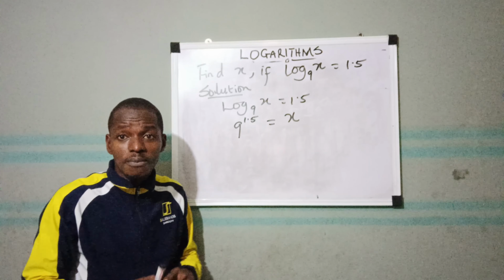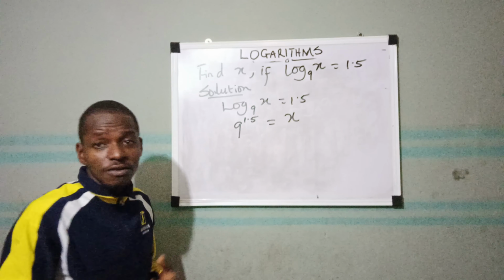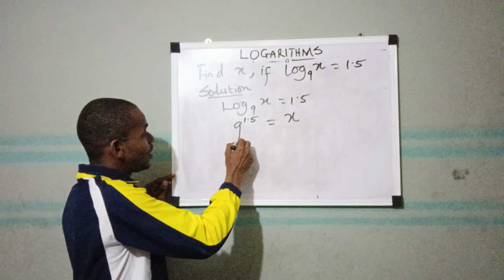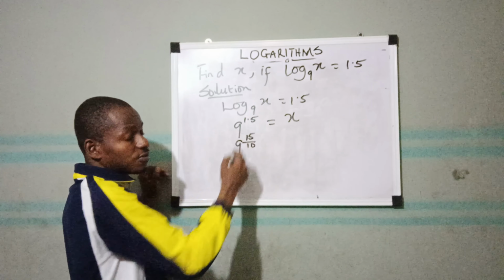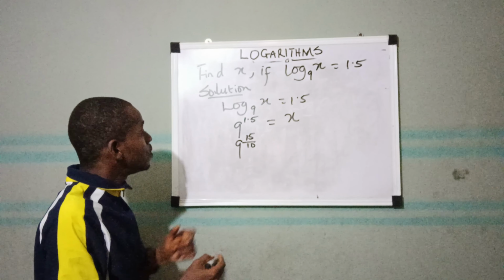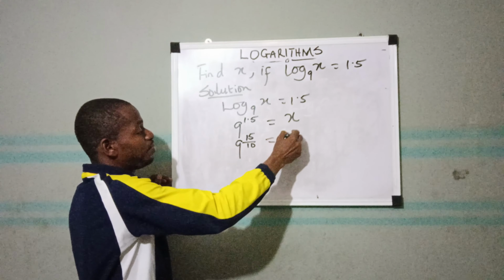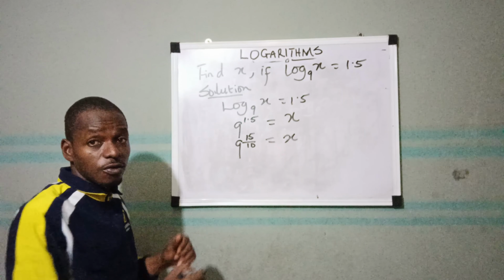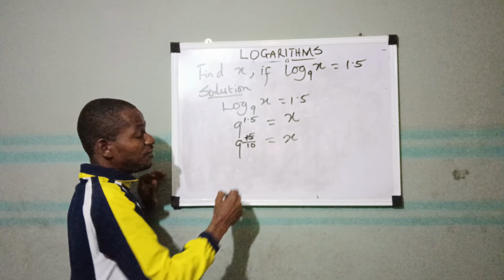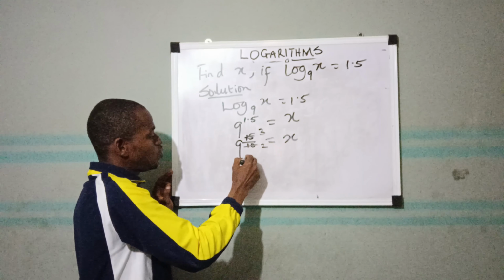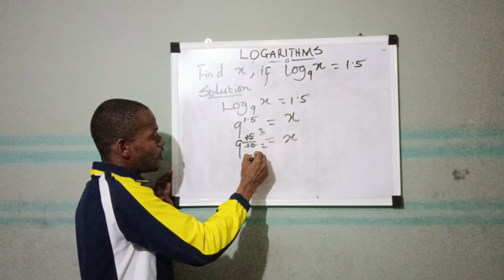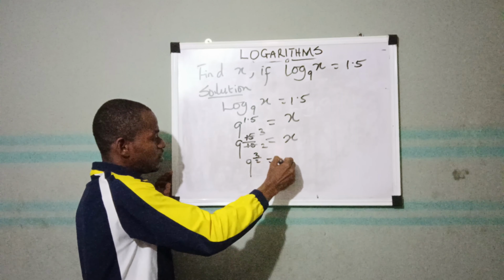1.5 is a decimal number. We can rewrite it in fraction form. When you are rewriting it, that's 9 raised to the power of 15 over 10. 1.5, bring up the decimal point here. That's 15 over 10. Now, 15 over 10 can be further reduced to its simplest form. 5 in 15 is 3. 5 in 10 is 2. So you have 9 raised to the power of 3 over 2 equals x.